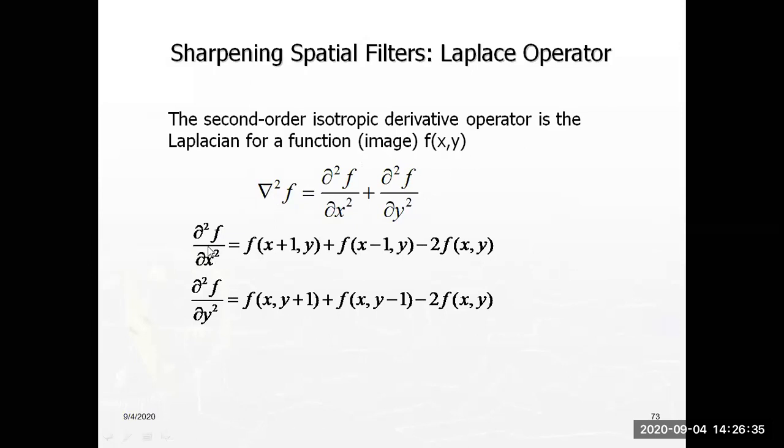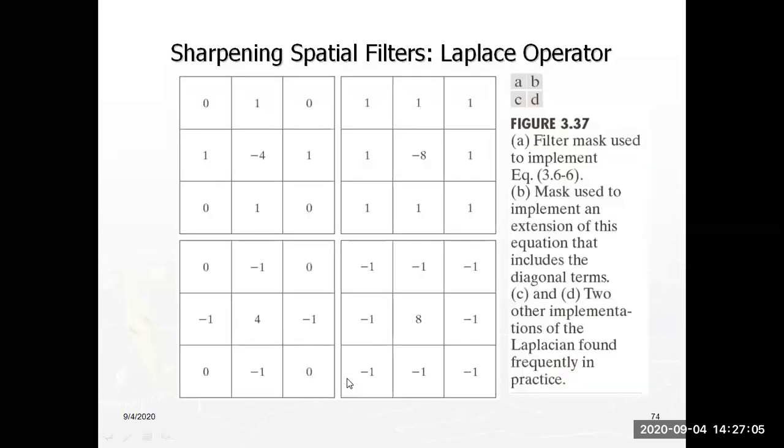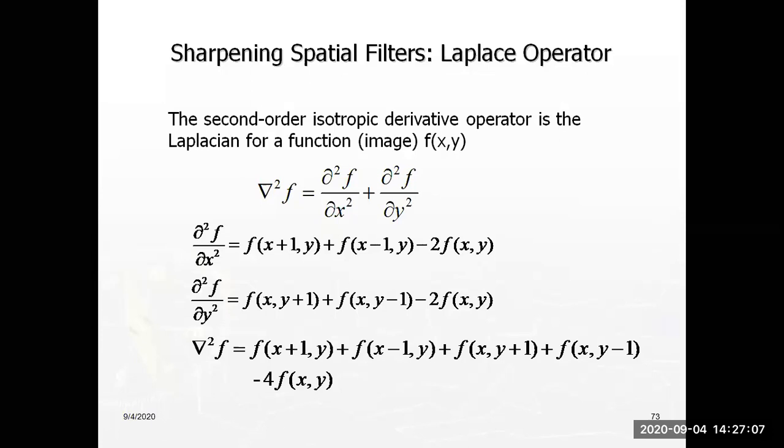The differentiation ∂²f/∂x², with respect to x, is given by f(x+1,y) plus f(x−1,y) minus 2 f(x,y). Similarly, with respect to y, you get f(x,y+1) plus f(x,y−1) minus 2 f(x,y). If you combine these two, the expression will be like this, and the coefficient values will be modified like this.